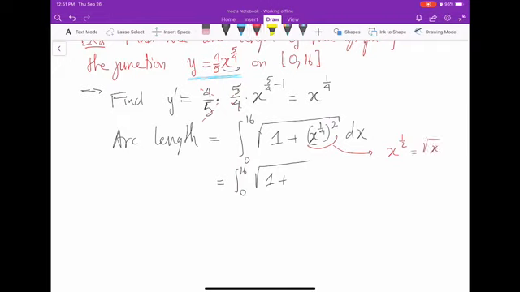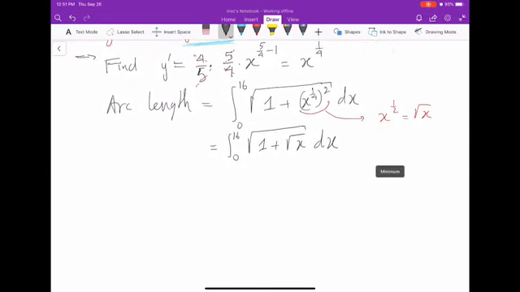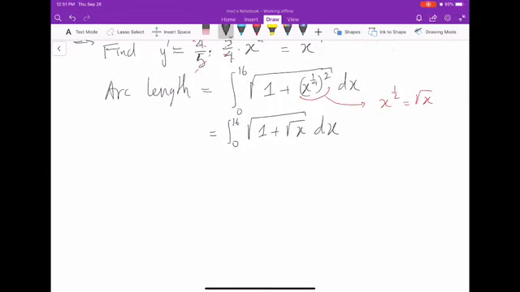So I just write in short, the integral of square root of x dx in here. The integral looks difficult, right? So we need to do some substitution in this situation. All right, so let's put u equal to 1 plus square root of x.